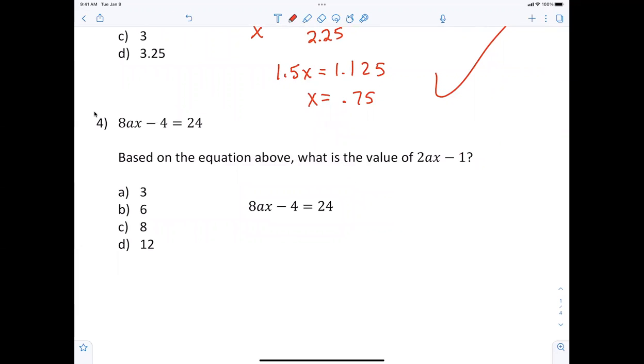He's saying, wow, I recognize this piece right over here is hidden in here. So he just said, what if I just divide this by 4? If I divide this by 4 and I divide this by 4, what's 8ax divided by 4? 2ax. What is 4 divided by 4? Minus 1. 24 divided by 4? 6. There you have it. 2ax minus 1 is 6.